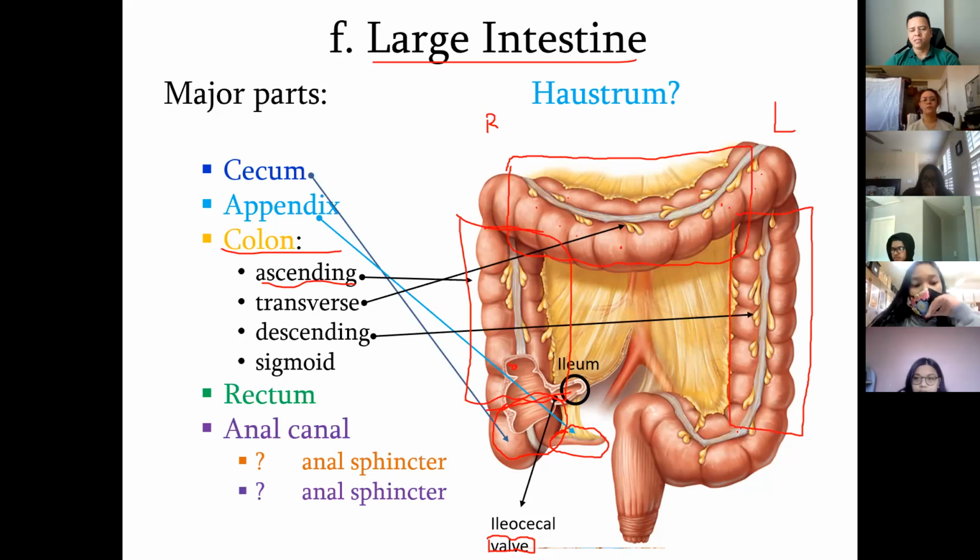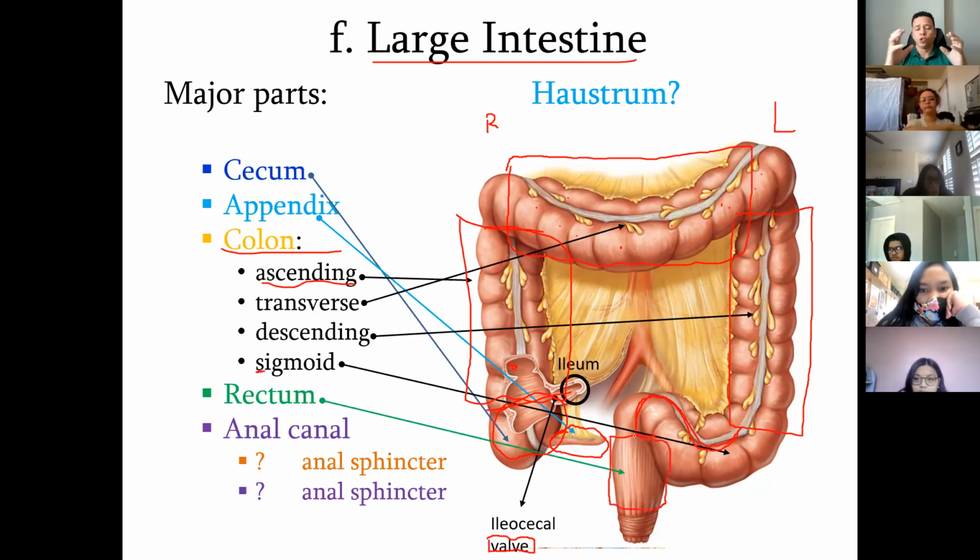Then the large intestine is going to make this S-shaped curvature right here. That is what we call the sigmoid colon. And the name sigmoid comes from the shape of this section of the large intestine. Then from the sigmoid colon, now we get into the rectum. And the rectum is a section in which the fecal matter is going to accumulate, okay?